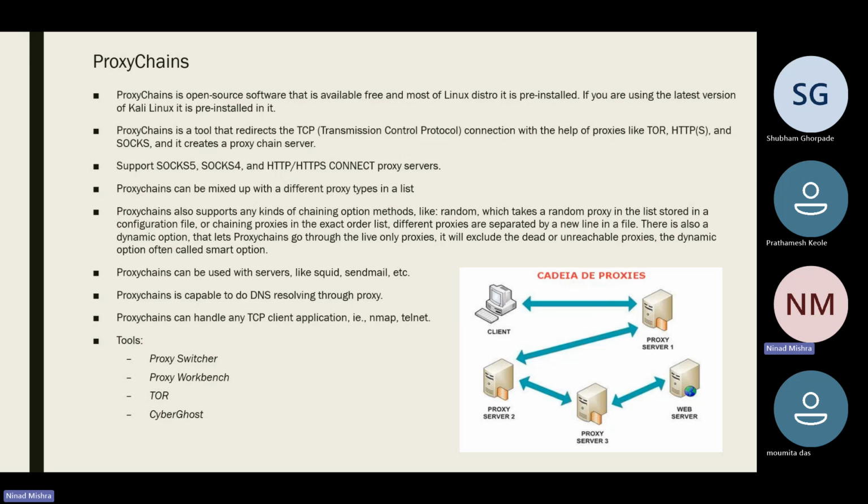So again, coming to proxy chaining. As we saw, these are open source tools. Tor is there. Then there are also some tools available on Kali Linux. It redirects the TCP connection with the help of proxies like Tor, HTTP, HTTPS, SOCKS, and it creates a proxy chain. These are the protocols it will use, and through those protocols it will help connect to the end system. So it will send it to proxy server 1, then proxy server 2, proxy server 3, and then the web server. That is how it will do the connection.